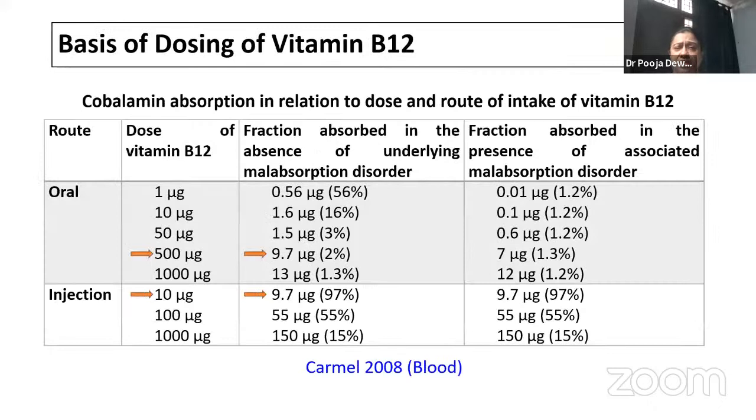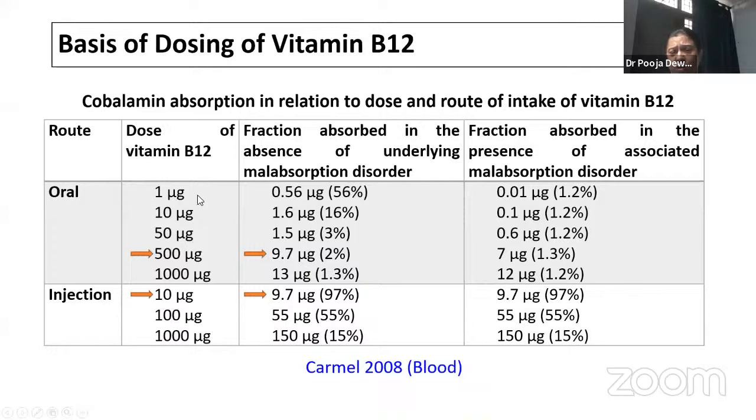Now we also will talk of how much to give. For that, this slide is very important. This is a study which was published in the Blood journal by Carmel. And you can see the cobalamin absorption that is happening. This is the dose, this is the fraction which is absorbed in the absence of a malabsorption, and the fraction that gets absorbed in the presence of an underlying malabsorption. As you can see, these are not directly related. If you're giving 1 microgram, around 50% is getting absorbed. But when you give 500 microgram, only 2% is getting absorbed.